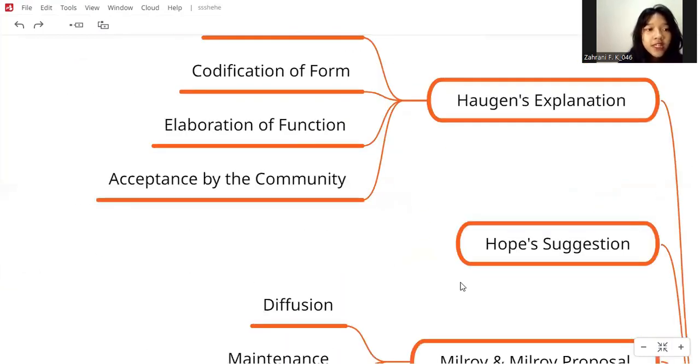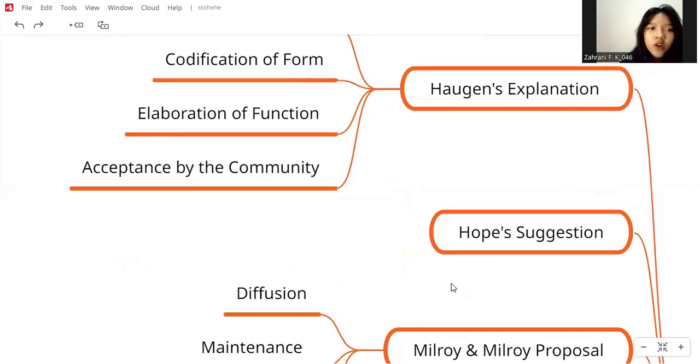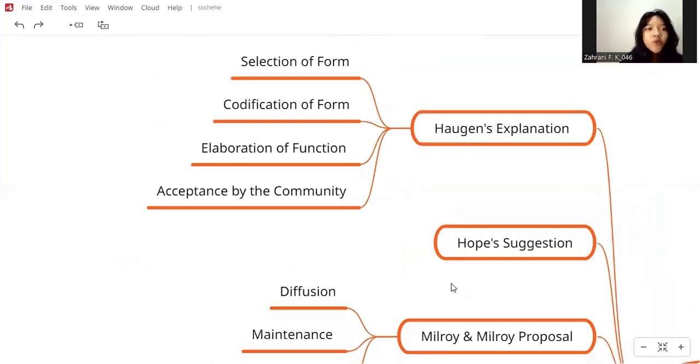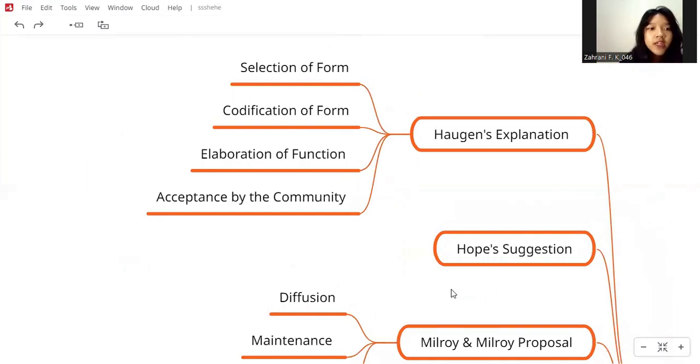Okay, this is a neat way of thinking about how standard English might have developed, but it rather oversimplifies the process and does not take account of the nuances of standard English development. For example, Hope suggests that the first stage of the process should not be seen as involving the selection of a particular dialect to function as standard, but rather the selection of particular linguistic features from a range of dialects. Selection, therefore, is better thought of as selection of features.